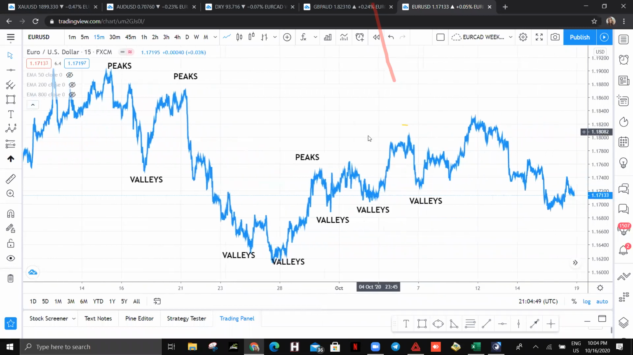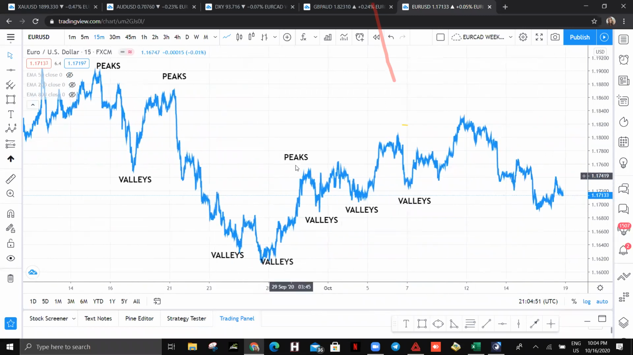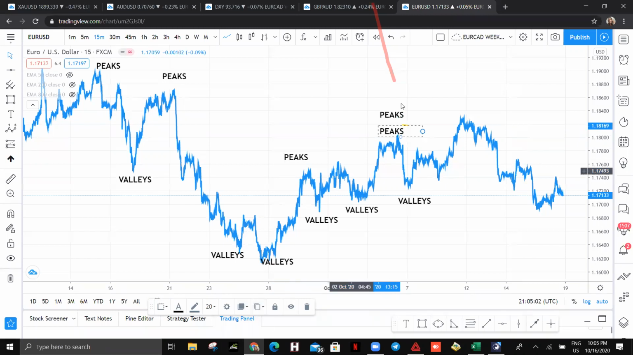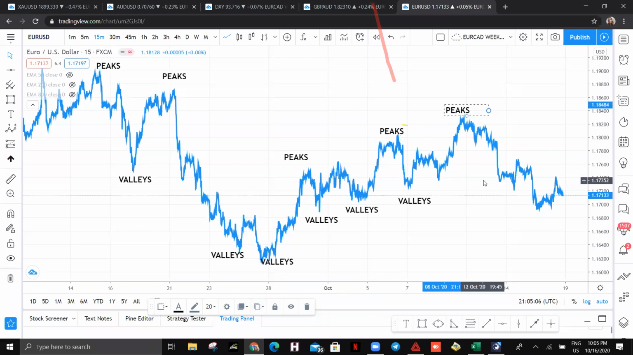Okay, now these are the valleys. These are the peaks. I said earlier the peaks are what? The resistance zone. The valleys are what? The support level. So I think this is okay.